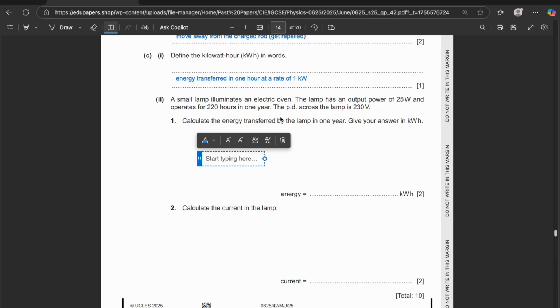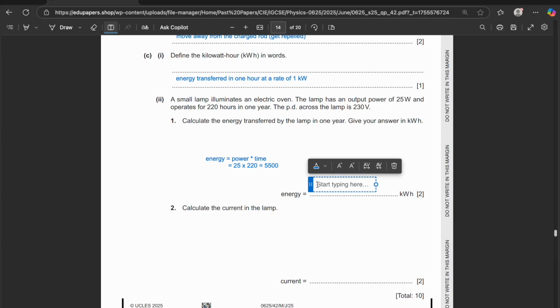So you can just say energy is equal to power times time. So power is 25 and time is 220. We don't need to change anything because it's just hours. So 25 times 220 is 5,500, but that is just watt hours. We need kilo. So kilo represents 10 to the power 3. So we write 5.5 kilowatt hour.